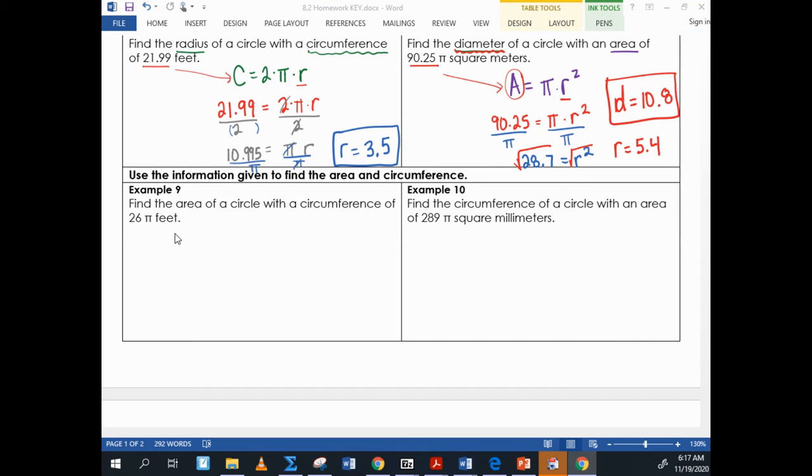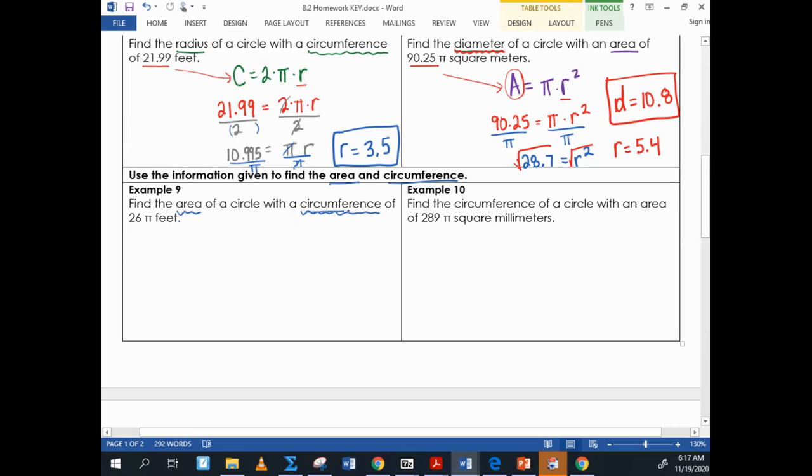All right, our last couple of examples for this lesson. Again, we're just going to be using our two formulas, our area formula and our circumference formula. Now, this time, they're going to give us the area and ask us for the circumference. So basically, we've just got to do two problems. If they give us the area, we just learned in examples 7 and 8 how to find the radius. And then in the first 6 examples, we learned how to find the circumference or area. So this is just a two-step problem. It's not any harder.